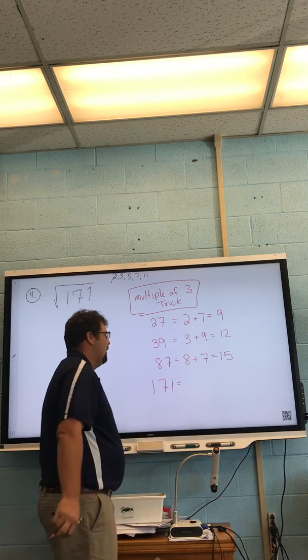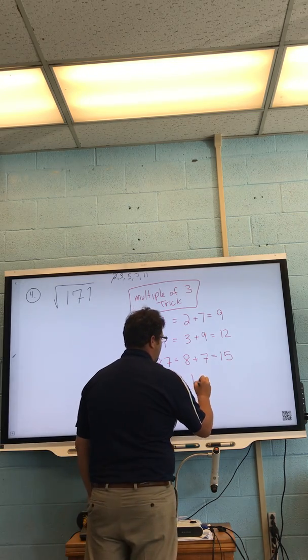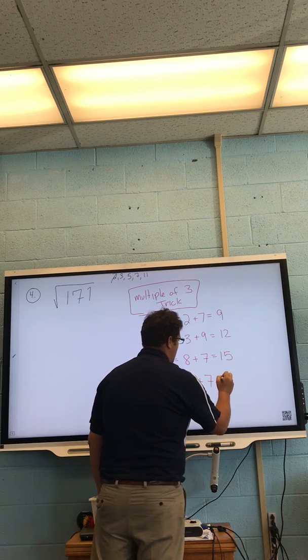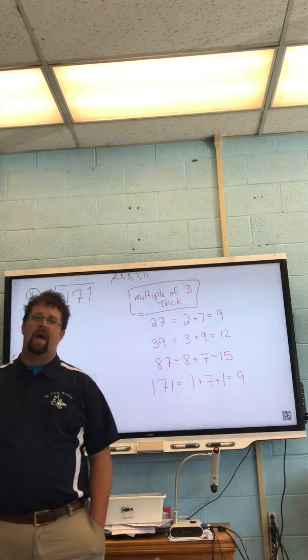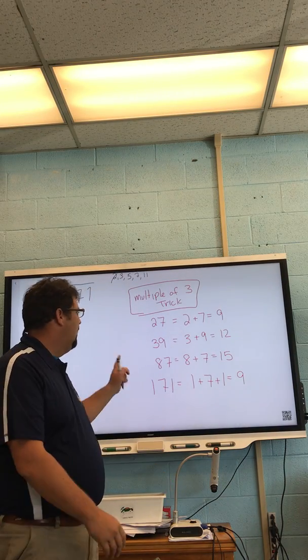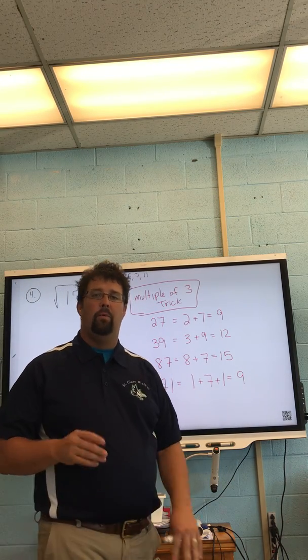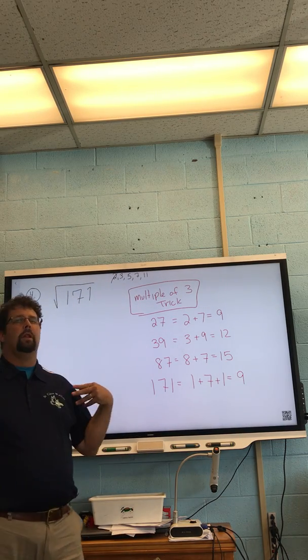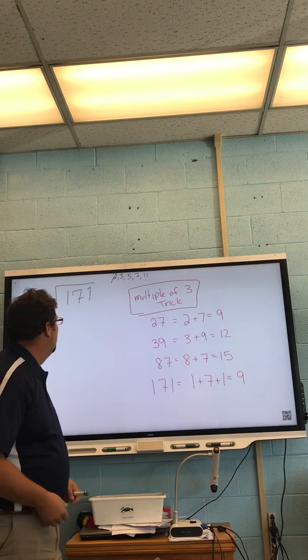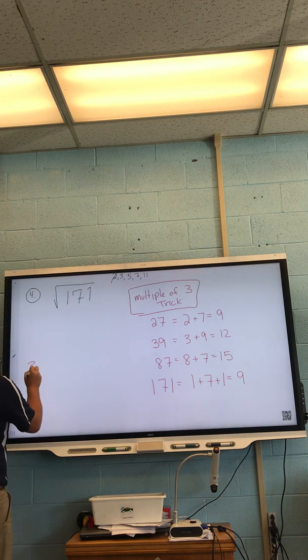171. Now I'm going to do 1 plus 7 plus 1 equals 9. 9 is, in fact, a multiple of 3. Therefore, 171 also is a multiple of 3. Now, I've got to do this long-hated tradition of long division here. Single digit long division.